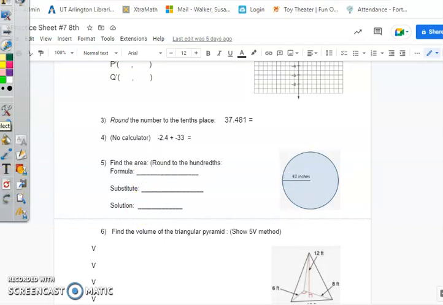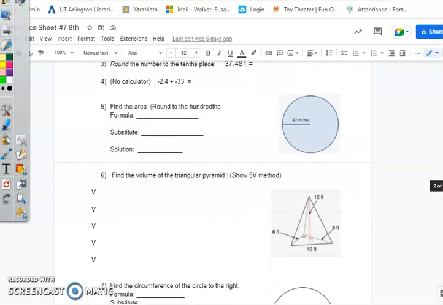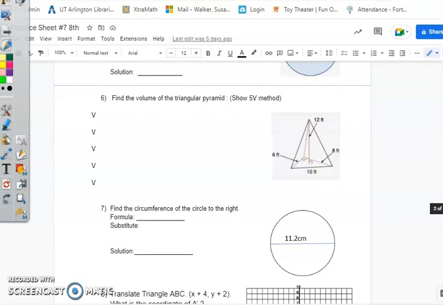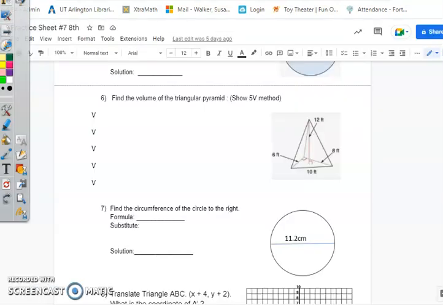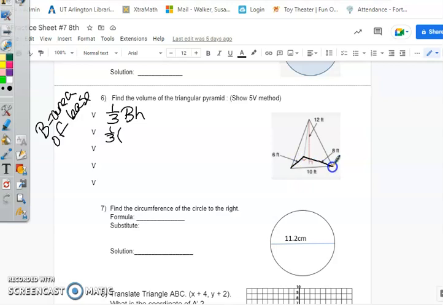Okay. Now we're going to do number 6, and we are going to do that one together. So make sure you have your formula chart out. Everybody make sure you have your formula chart out. So hopefully you noticed that we had a pyramid, which is 1/3 big B H. Anything that comes to a point will be 1/3. Okay? Comes in pyramid. So 1/3 big B H. Remember, big B means area of the base. Okay, so put 1/3, and the base is a triangle.